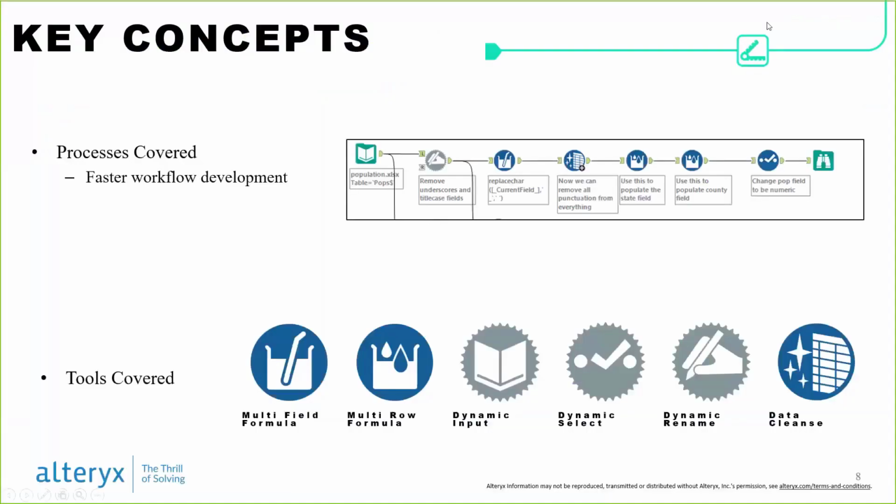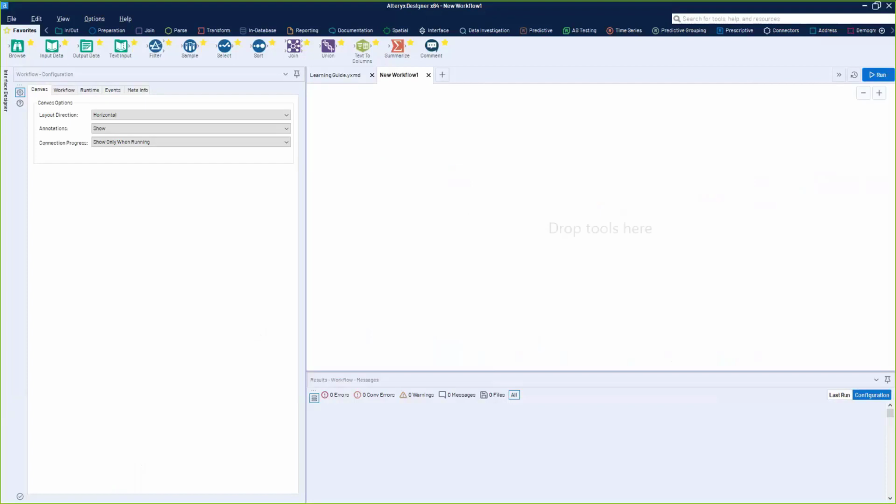So what we're going to do is introduce some of these tools, right? And for some of you, you can decide how apropos this will be for today's training. But you can see that what we're going to be covering is some of the more robust parsing tools, like multi-field formula and multi-row formula. We're going to cover some developer tools, like dynamic input, dynamic select, and dynamic rename, and then some of the data cleansing stuff. So really some strong tools if you haven't really gotten to use them before. So I am just going to exit back out of here and pop out to the workflow and talk about some of the tools that we're going to be using today.